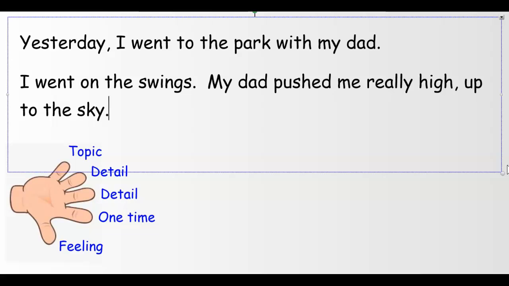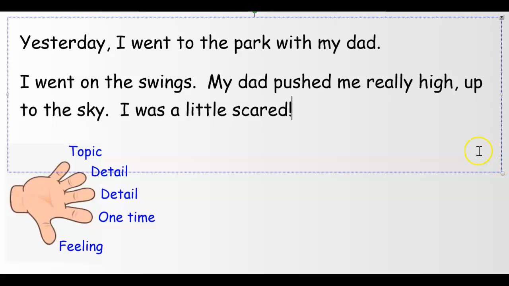And then I'm going to close by saying how that made me feel. What was my feeling? I was a little scared. And I'm going to put an exclamation mark at the end here because I felt scared or nervous. There's my story. It's a lot more interesting than yesterday I went to the park, the end, because I added 2 details, a one time that something happened, and then a feeling, how I felt about it.